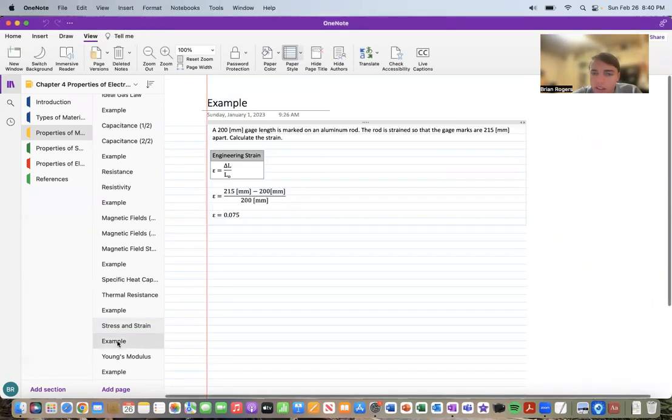And so we'll look at an example where a 200 millimeter gauge length is marked on an aluminum rod. The rod is strained, so the gauge marks are 215 millimeters apart. Calculate the amount of strain we have. So we had originally 200 millimeters, and we pulled it out, so it went to 215. Because it's delta, the change in length, it's the final minus the initial, all over the initial value, and that's the amount of strain that we have.